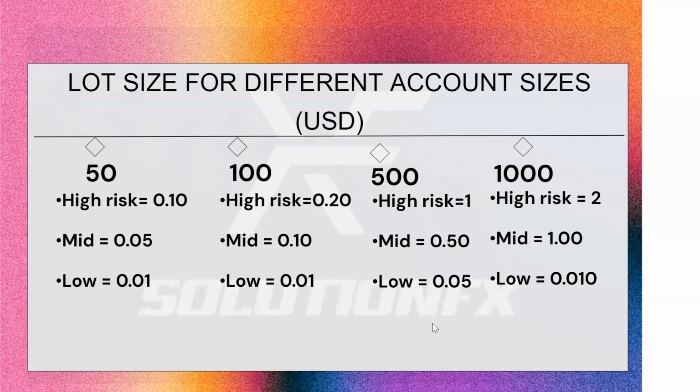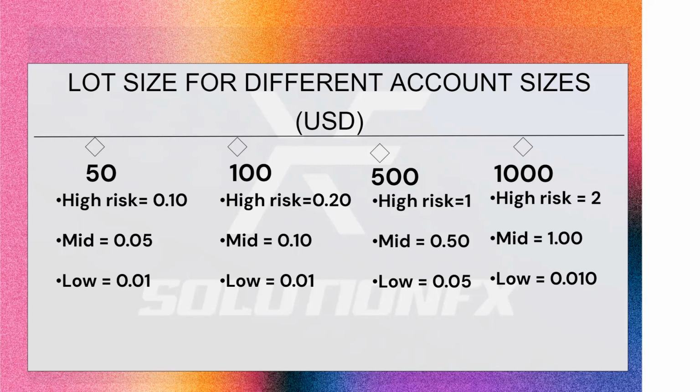The same thing applies to 500. If your capital is 500, high risk will be 1 lot size, mid risk will be 0.50 lot size, low risk will be 0.05 lot size, and then if your capital is $1,000, your high risk will be 2.0 lot size. The mid risk will be 1.0 lot size, and then the low risk would be 0.01 lot size. So this will help you. Anytime you're trading, before you enter the trade, check the lot size you're using. Know whether this is high risk, mid risk, or low risk. So this will guide you.